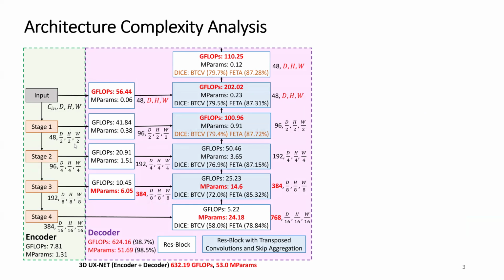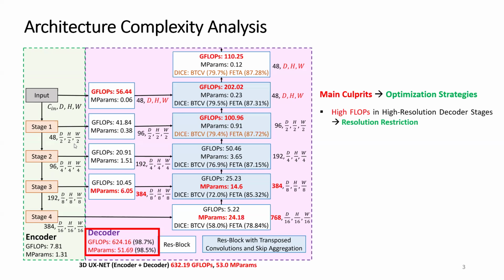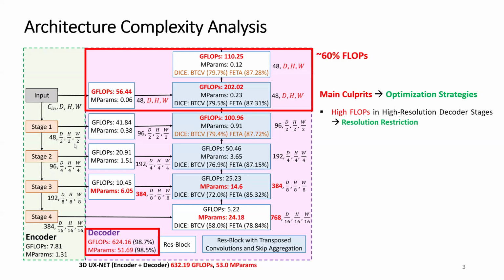When we analyzed the 3D UXNet architecture, we found that the decoder is the main bottleneck. It brings more than 98% of parameters and flops. And inside the decoder, high resolution decoder stages introduce high flops, about 60% of the flops of the decoder. We introduce a resolution restriction strategy to optimize flops as it does not drop the accuracy much, rather sometimes improves it in comparatively less complex datasets.